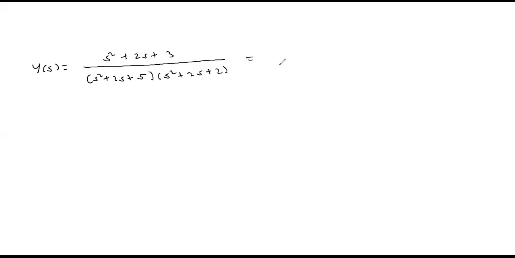How do you find out? We write it as (as plus b) by (s square plus 2s plus 5) plus (cs plus d) by (s square plus 2s plus 2). For this particular problem, let me find out a, b, c, d. Till now I did not find partial fractions of any function, so let us find partial fractions of this function.